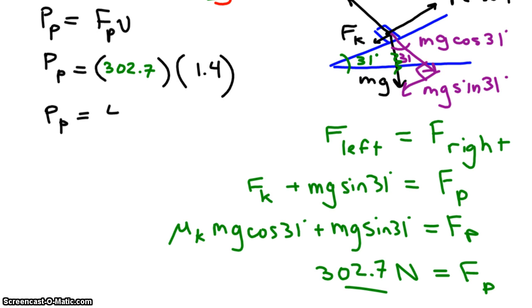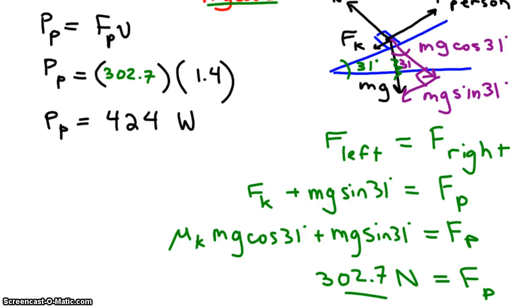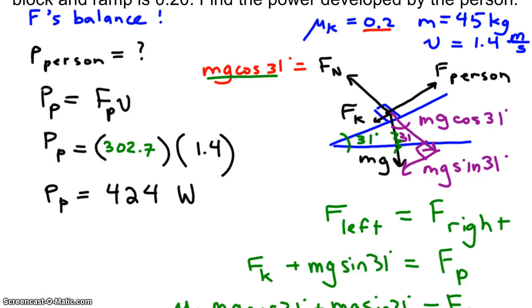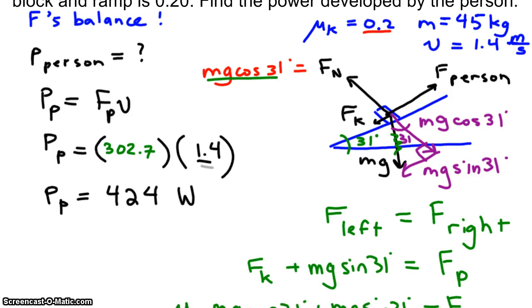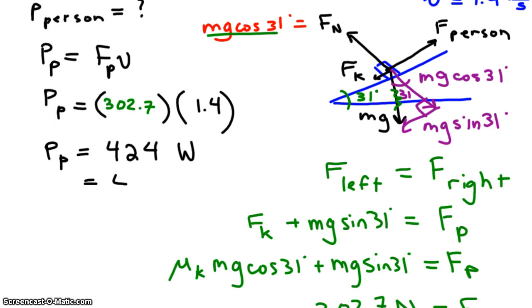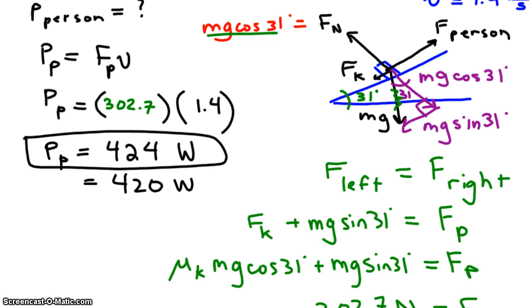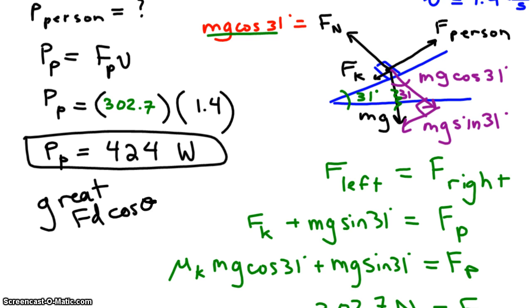So you plug it into the calculator and you get 424 watts, like that. If you're using sig figs, you would want to have just two sig figs, right? Because 1.4 has two sig figs. So the rule of multiplication says just two sig figs, and that would make this 420. But we're not really too concerned right now with sig figs, so let's just leave it at 424. Good. Great work.